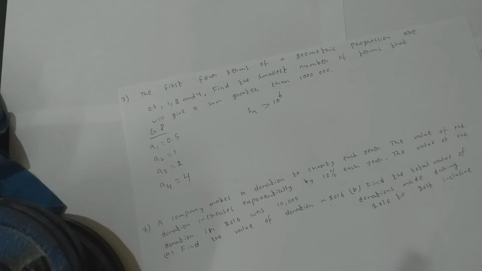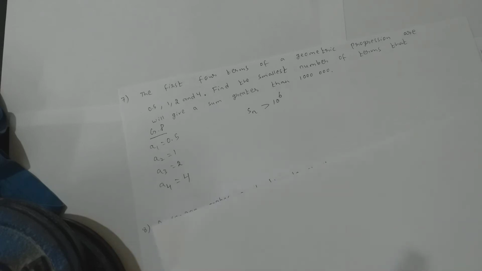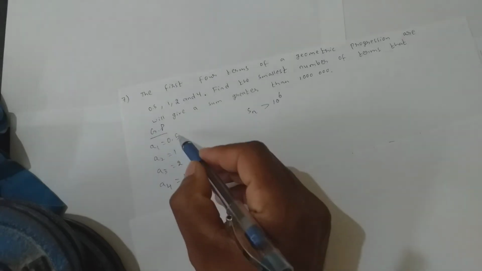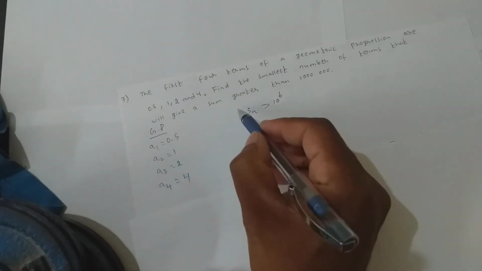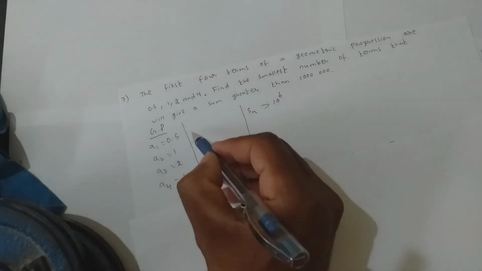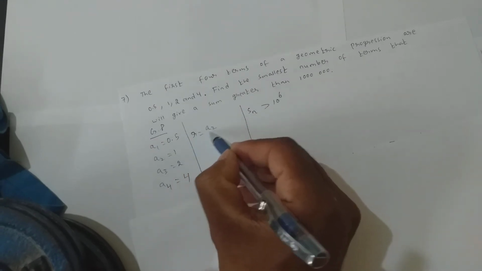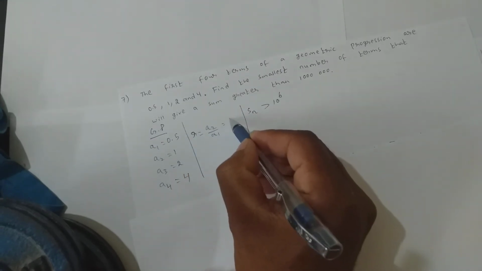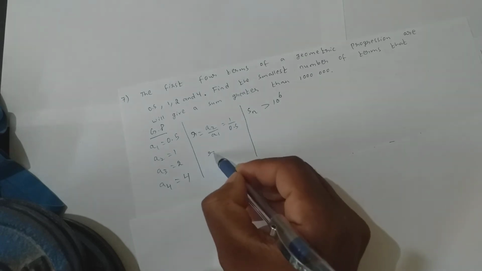Are we clear? Let's not put this. Are we clear? Yeah. Now A1 equal to this, A2 equal to this. How much will R be? R equal to A2 by A1, which is 1 by 0.5. So my R equal to 2.